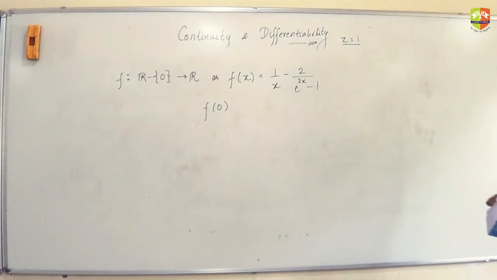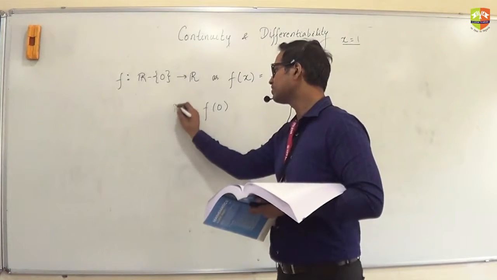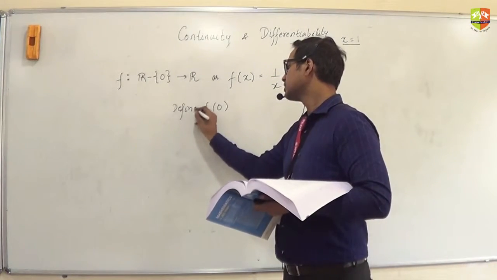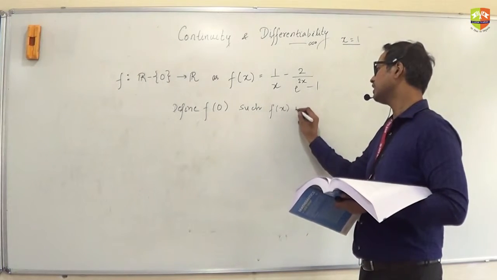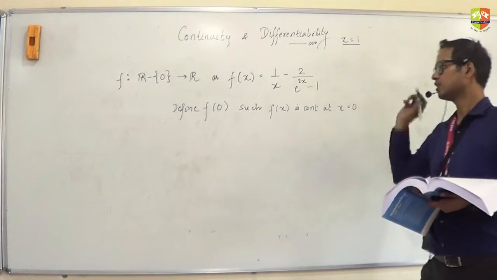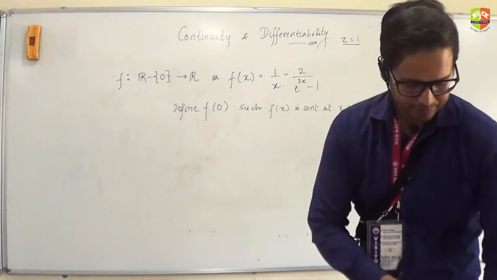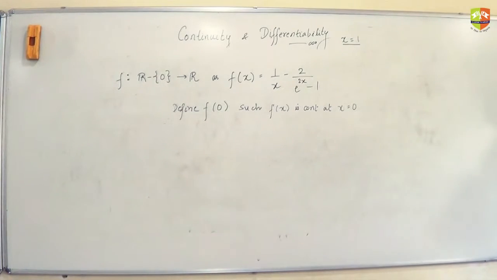Find the value of f of 0, or define f of 0, such that f of x is continuous at x equal to 0. So there is a function which is defined as 1 by x minus 2 by e to the power 2x minus 1.